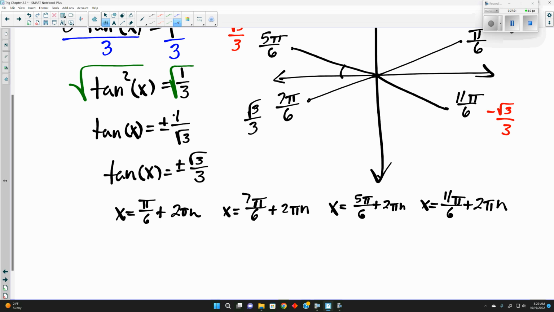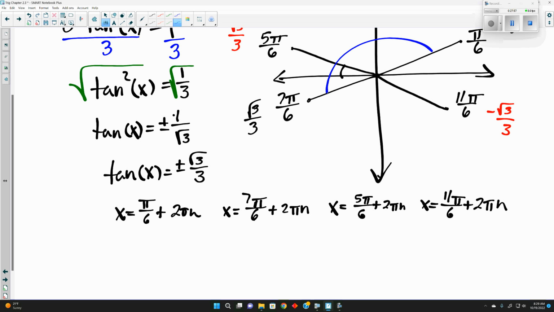Now the first two I put down was pi over 6 and 7 pi over 6, yes? What is the distance between, or our angle, between pi over 6 and 7 pi over 6? What is this value here? What is that angle? 1 pi, yes? So if I added pi to pi over 6, I would get 7 pi over 6, yes? And if I added pi to 7 pi over 6, I would get the equivalent of pi over 6, yes? Because we would be switching between these two here, yes?